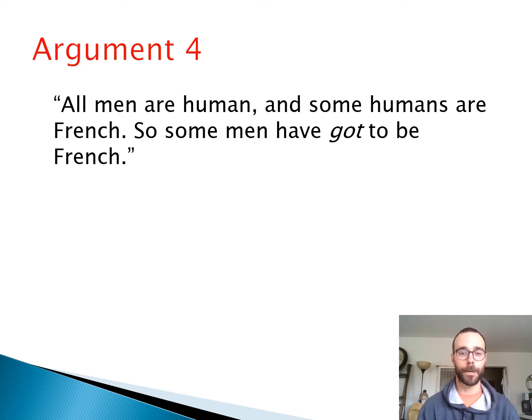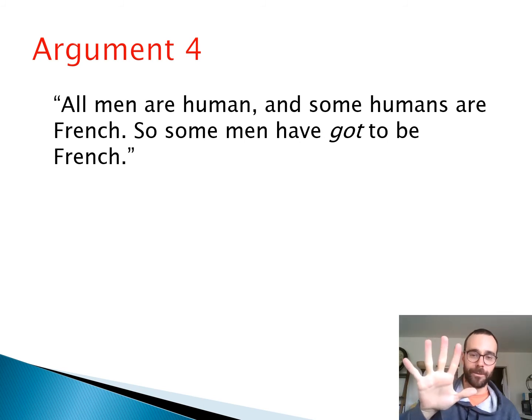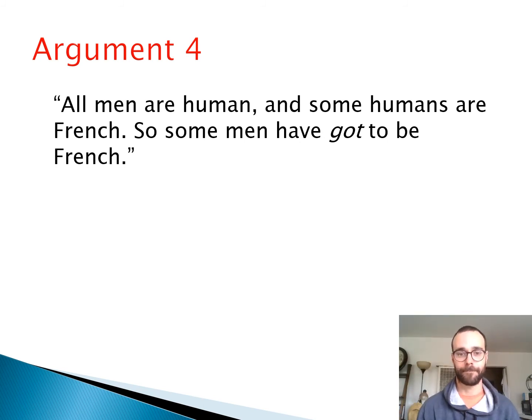Okay, moving right along. Argument 4. Again, pause the video. See if you can do this one on your own. 5 steps: reconstructing the argument, assign variables to each predicate, rewrite the argument using those variables in standard form, and then draw the Venn diagram, determine the validity.